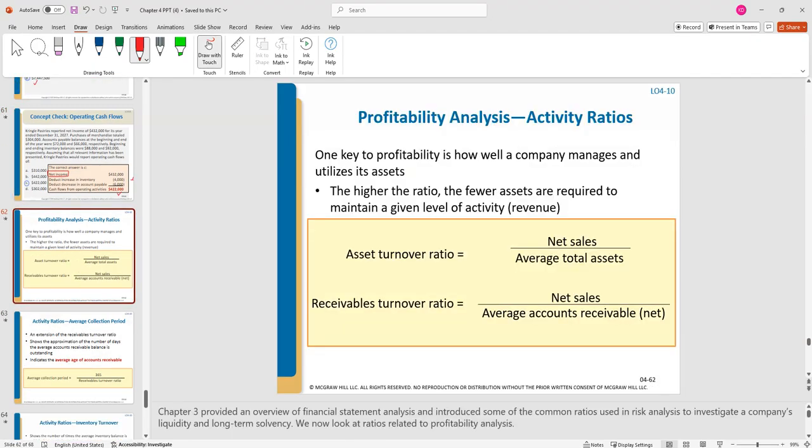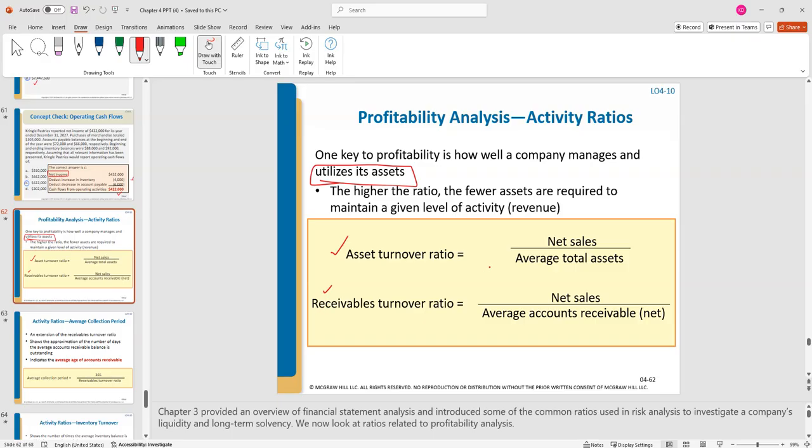Next, we're going to look at some ratio analysis. Starting here, we're going to look at how we utilize and manage our assets. So we're going to look at, among other things, activity ratios. For example, the asset turnover ratio, namely our net sales over our average assets, and then our receivable turnover ratio, namely our net sales over our average accounts receivable.